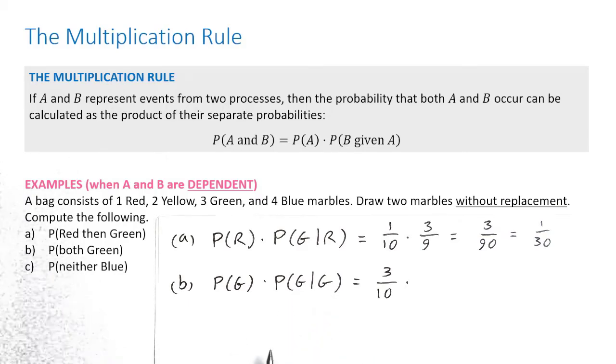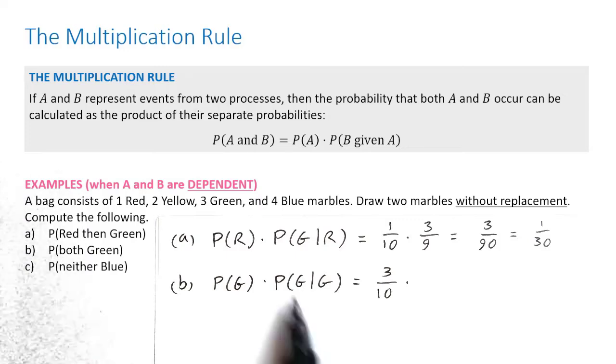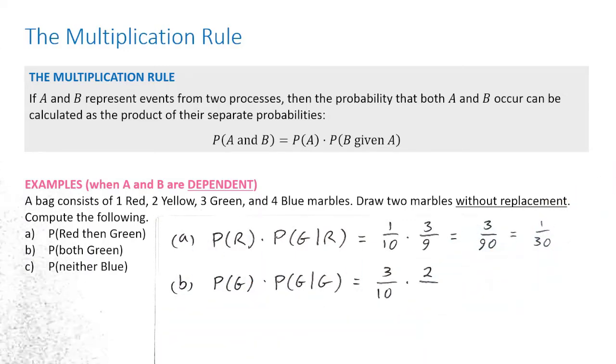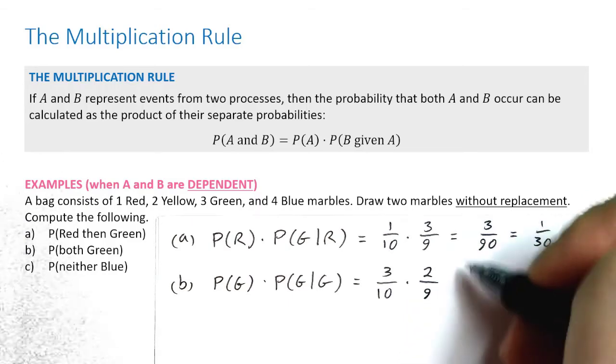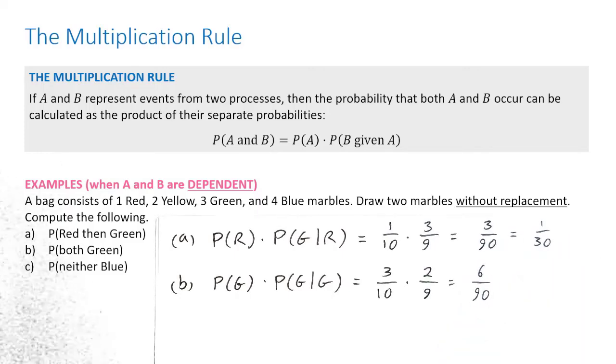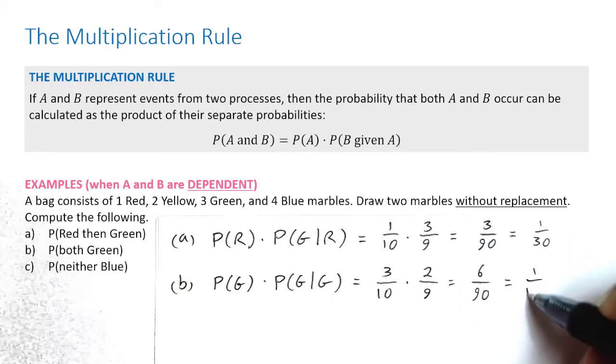What about the probability of drawing a green given that you drew a green? Well, now how many green marbles are in the bag? You drew a green, so there's only 2 left. How many marbles are left? Well, we drew a marble, so instead of 10 marbles left, there's only 9. So that is 6 out of 90. So that simplifies to 1 out of 15.